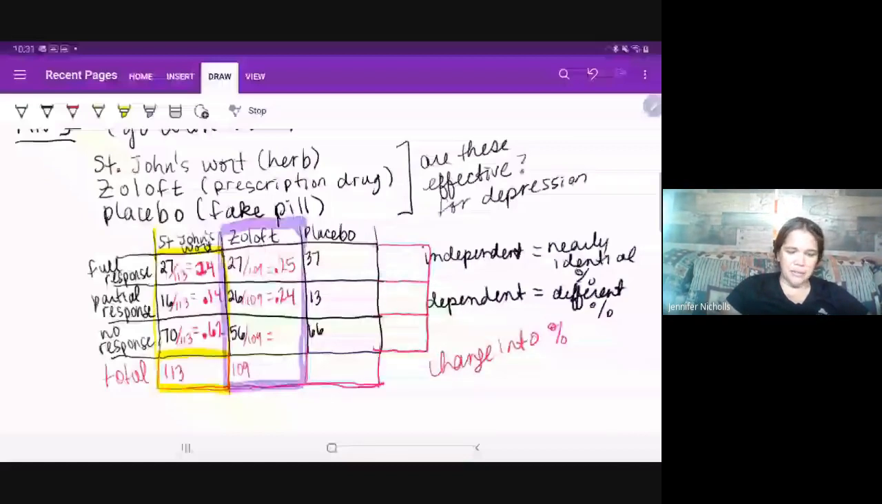So what did she say different was? She said different is dependent. Okay, so probably these two at the moment, I know full response was the same, but partial response and no response are going to be different. So we're going to say St. John's wort and Zoloft, their effects are dependent and not independent.